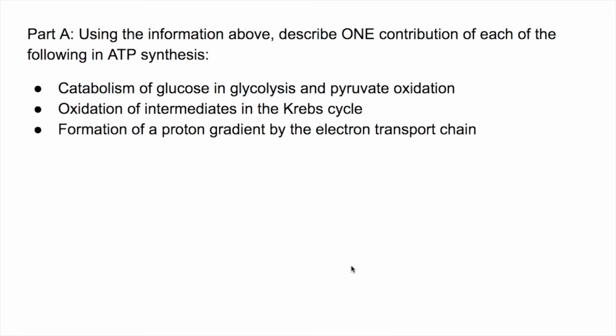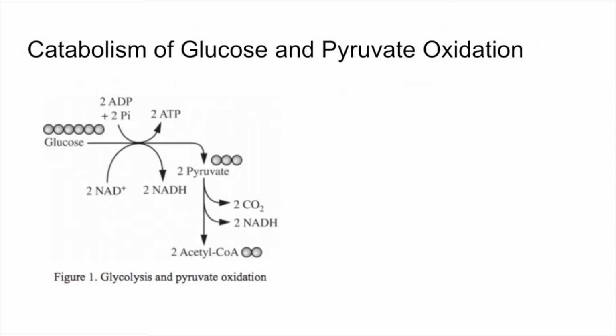Part A. Using the information above, describe one contribution of each of the following in ATP synthesis: catabolism of glucose and glycolysis and pyruvate oxidation, oxidation of intermediates in the Krebs cycle, and the formation of a proton gradient by the electron transport chain. So first we have the catabolism of glucose and pyruvate oxidation.